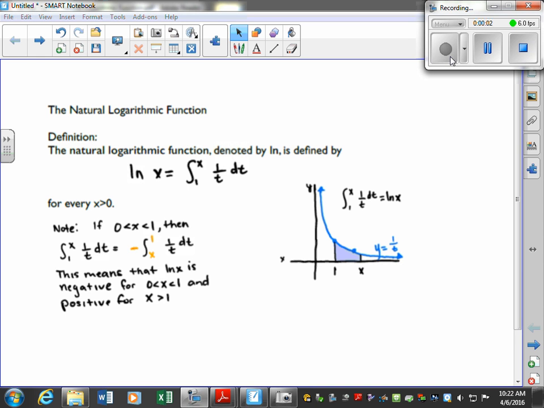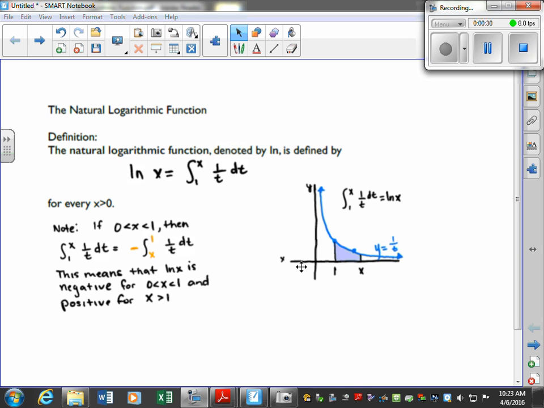Alright, today we're going to talk about the natural logarithmic function, and we've mentioned this before. We actually spent a good bit of time on this in Calculus 1, so it should be somewhat of a review for us. So first of all, we'll just give you the definition of the natural logarithmic function. It's denoted by ln, and it's defined by here, ln of x is equal to the integral from 1 to x of 1 over t dt.